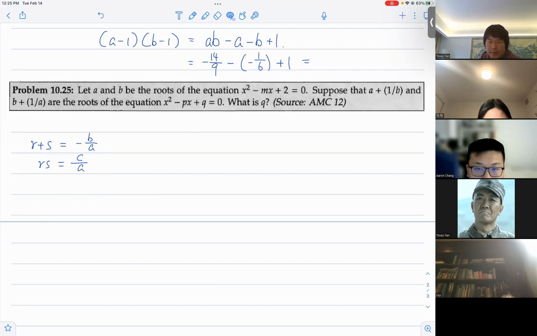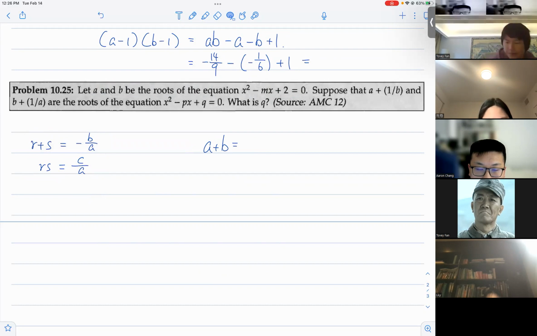Okay. So the first thing we can do is that whenever you see something like this, A and B are the roots of an equation, just write down Vieta. Okay, so write down Vieta. So what is A plus B in this case? Anyone? Sum of roots of this equation equals this, right? Plug in the numbers. What do we have? Just plug in the numbers, okay?